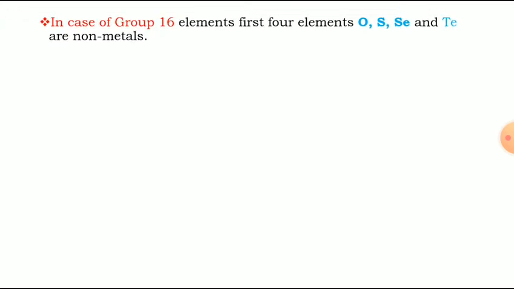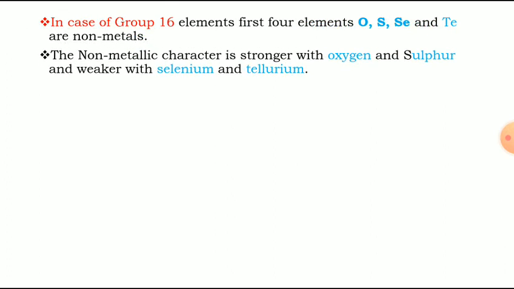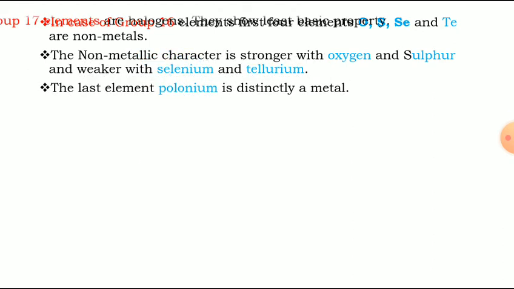Now, in the case of group 16 elements, what are they? Oxygen, sulfur, selenium, tellurium, and polonium. The first four elements, oxygen, sulfur, selenium, and tellurium, are non-metals, and the non-metallic character is stronger with oxygen and sulfur and weaker with selenium and tellurium. The last element, polonium, is distinctly a metal.